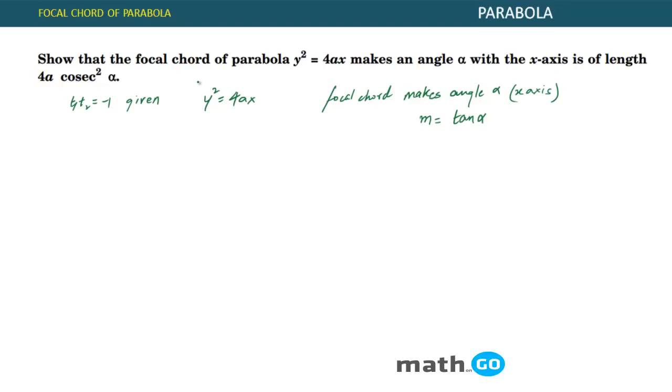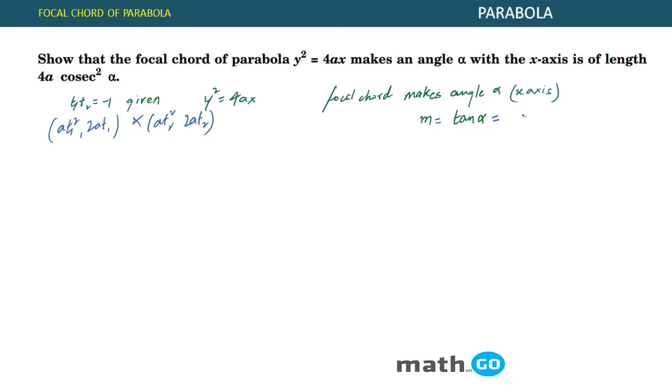So this is given to you, the slope of the focal chord. And what will be the value of m in terms of T1 and T2? Since these points are (aT1², 2aT1) and (aT2², 2aT2).